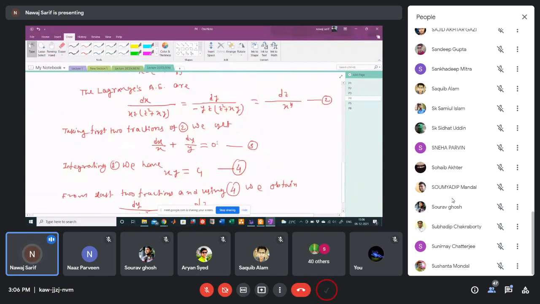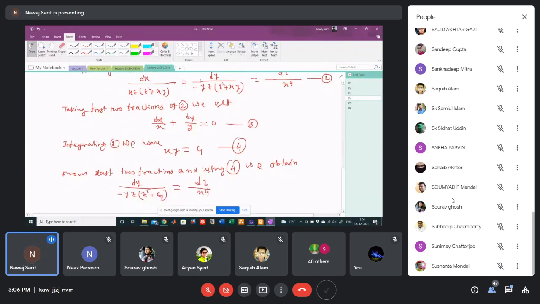So this is your xy equals to c1. Now if you take the first and third term, you cannot use the last two terms. So you have to take the first and last term. Just omit this line.